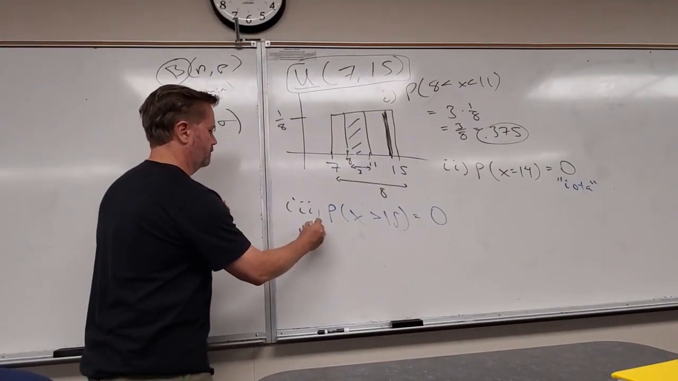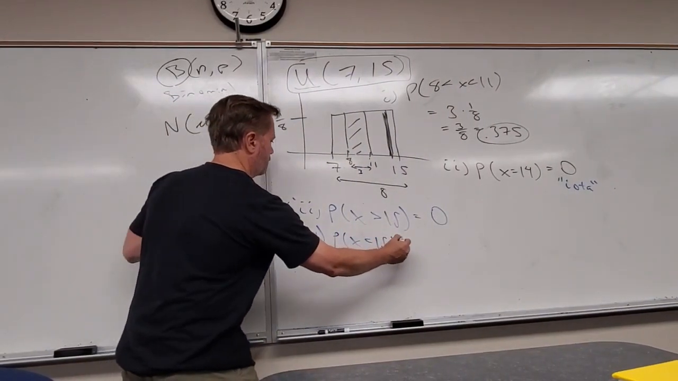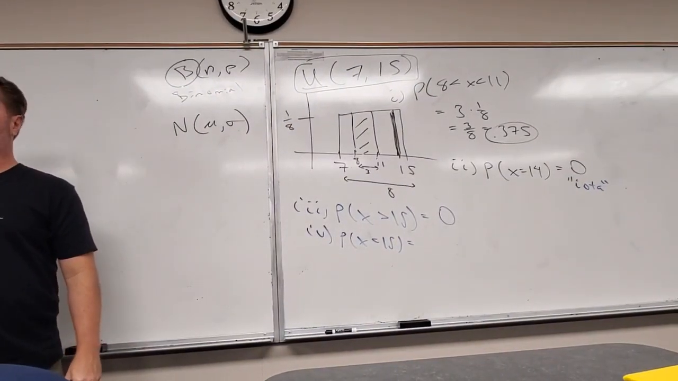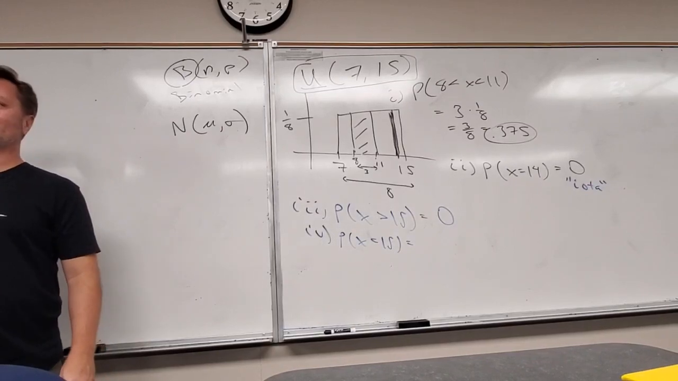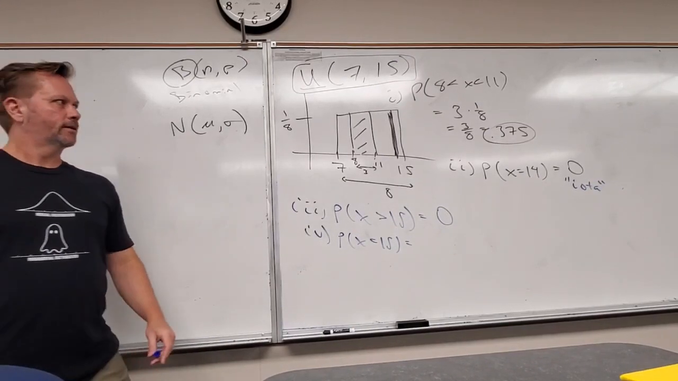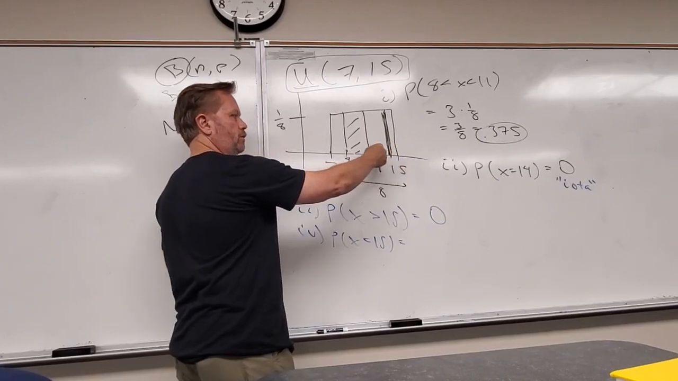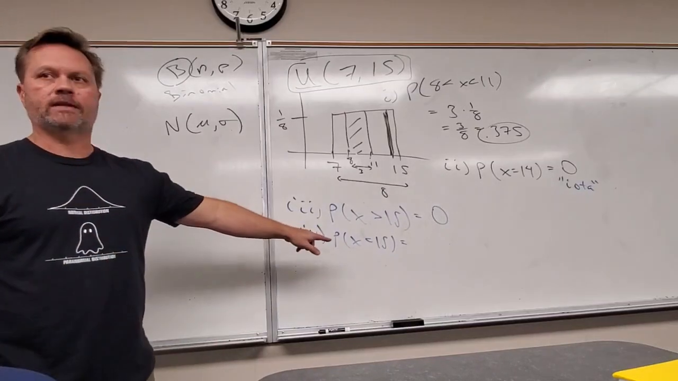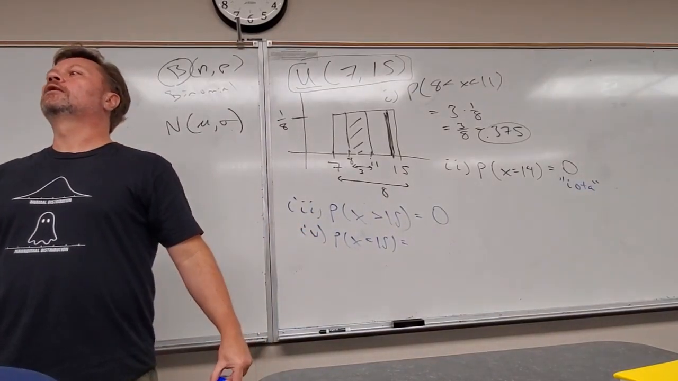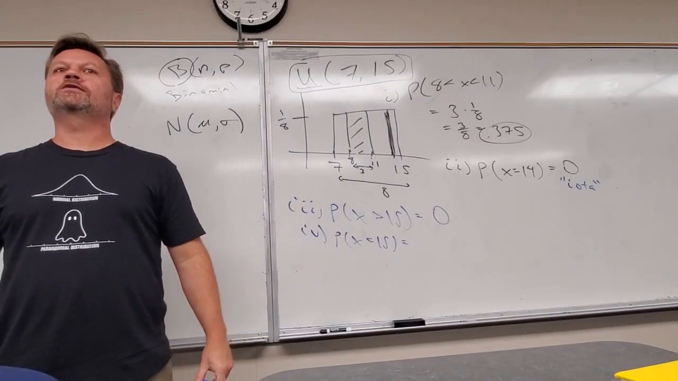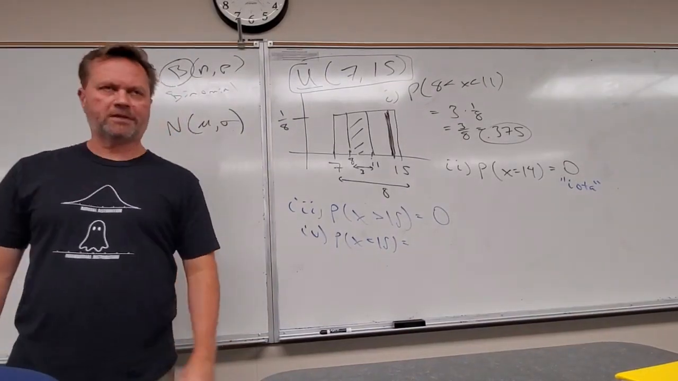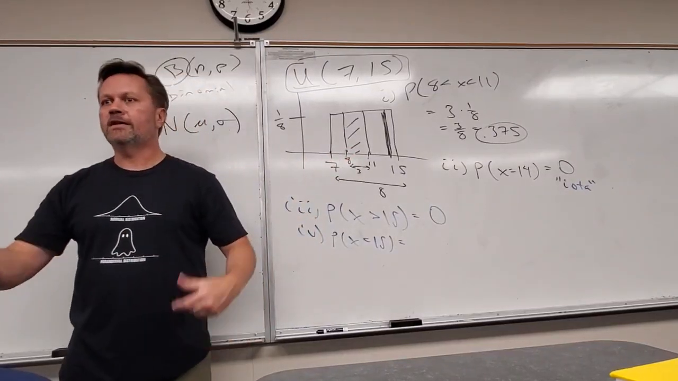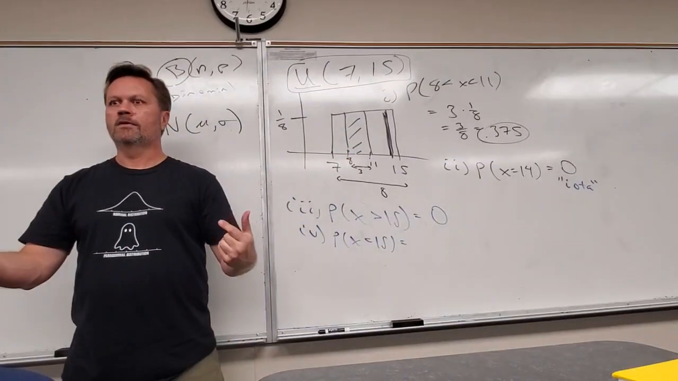What's the probability it's less than 15? If you go less than 15, do you leave any of it out? You get the whole thing. So let me ask you again. What's the probability x is less than 15? Everything, which translates to what percentage? 100% chance. If the probability greater than 15 is no chance, less than 15 has to be 100% chance, right?